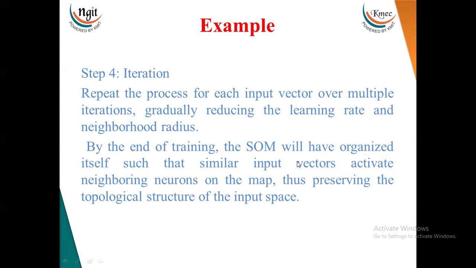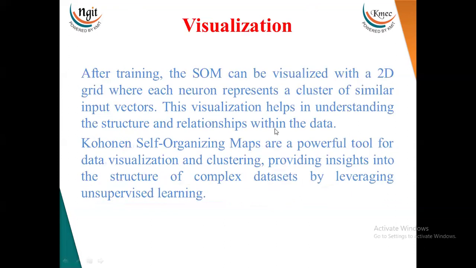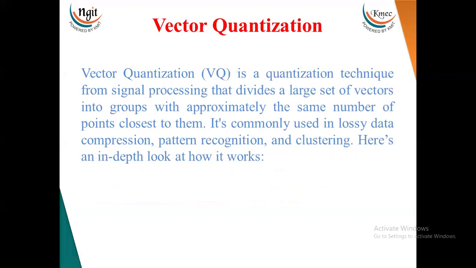At the end of the training, the SOM will have organized itself such that similar input vectors activate neighboring neurons on the map. So all these similar neurons will be at a single place. After that, we have to visualize it in a 2D graph, because it will give output as a 2D grid where you can visualize all the values. Finally, we can say that this is a most powerful tool for data visualization and clustering.